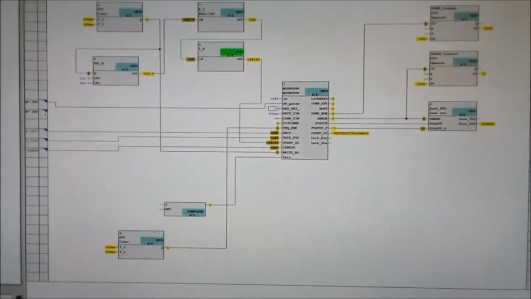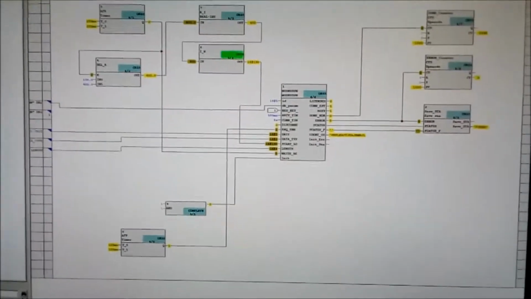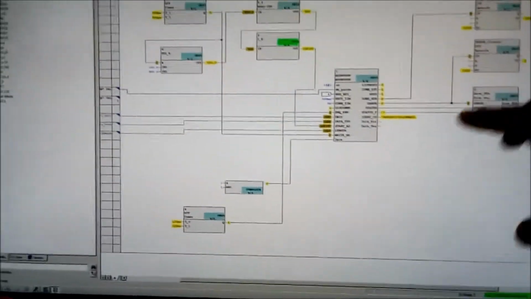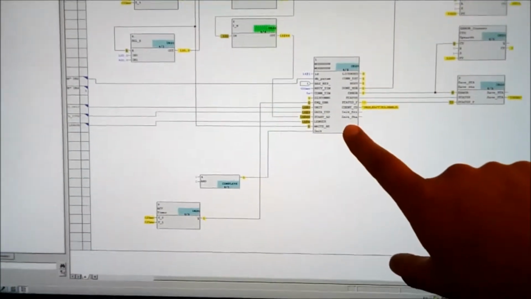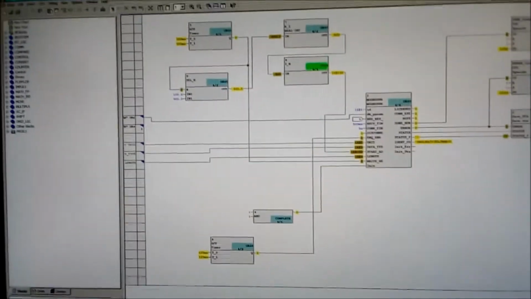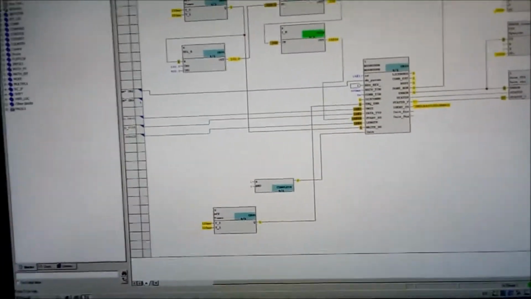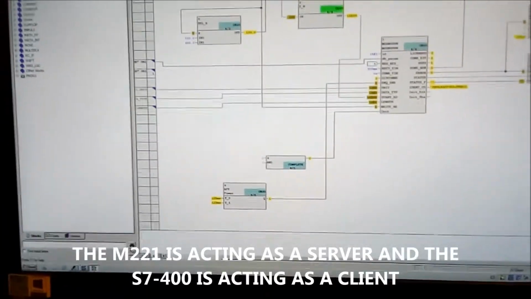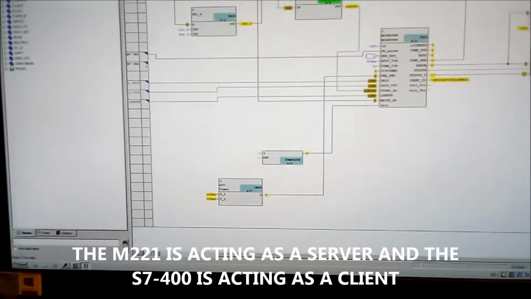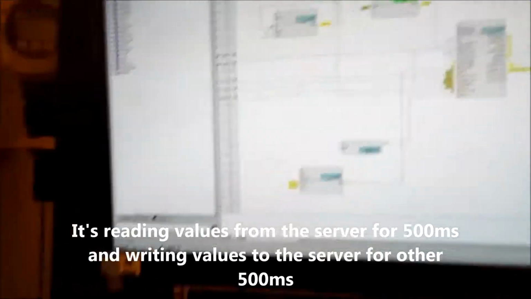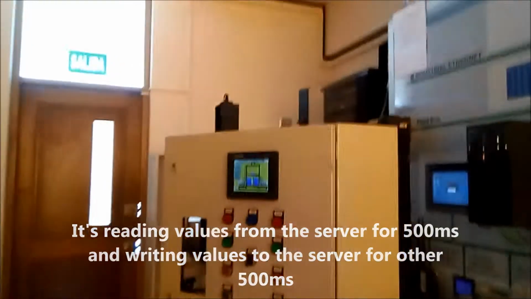Here we are with the CFC chart. Okay, this is the example made by Siemens. Here we have the main block. This is doing the communications, and those blocks are something that I did to write and read registers at the same time. It's basically writing half a second, and reading another half second, and writing and reading the different registers. As you can see here, it's constantly turning, and it's reading the registers from the Schneider PLC.